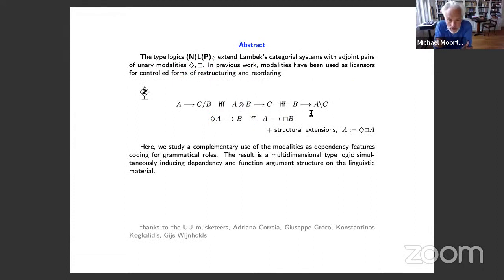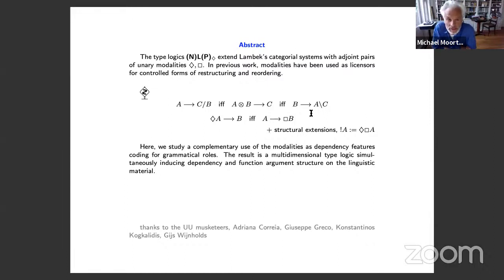Let me see. So this is the idea. As in the previous talk, I'm going to assume as a background Lambek's original syntactic calculus, but now generalized for arities. So that means that in addition to the usual tensor with its two slashes as adjoints, there also will be a unary residuated pair of operators, the diamond and the box operators.